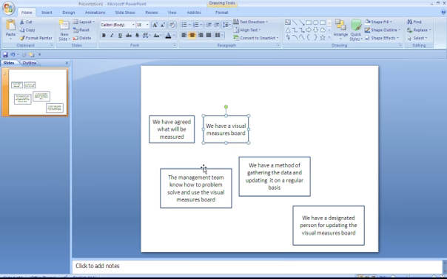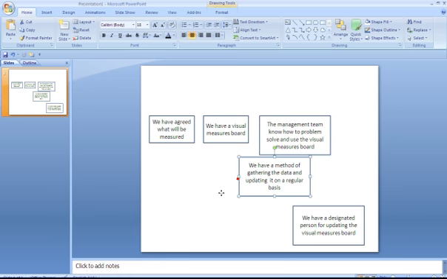And let's take the next one. In order to have the management team knowing how to problem solve and use the visual measures board, should we first have a visual measures board? Well, that would probably be a good idea. And must we first have agreed what would be measured? Absolutely. So let's just put this one up here.